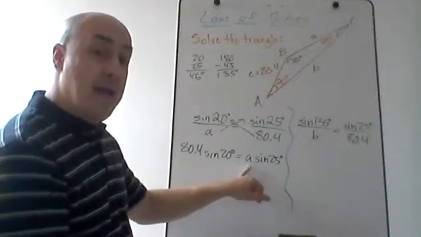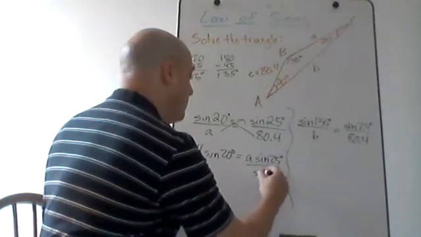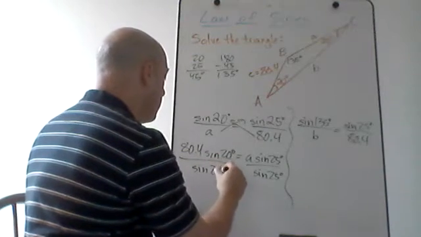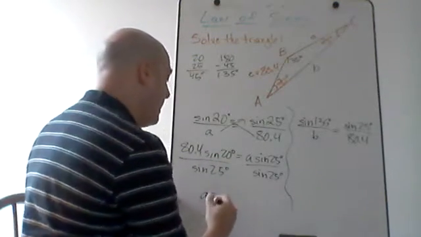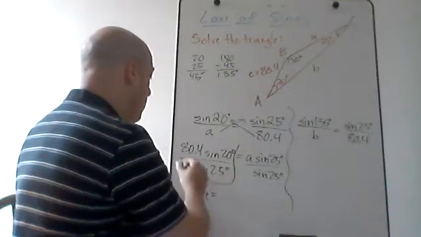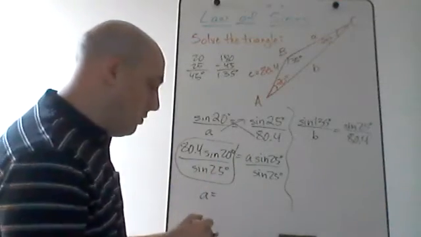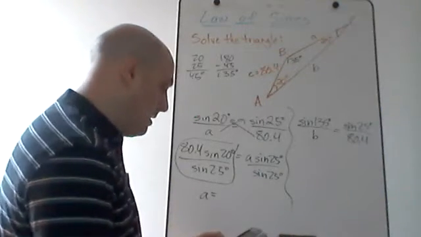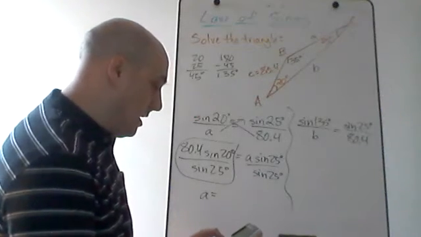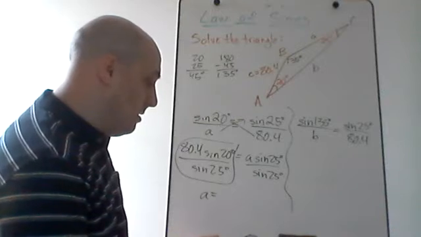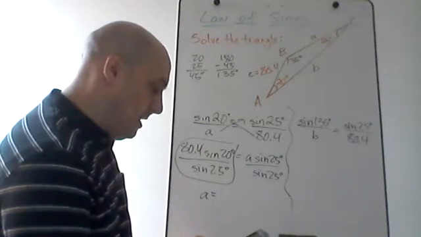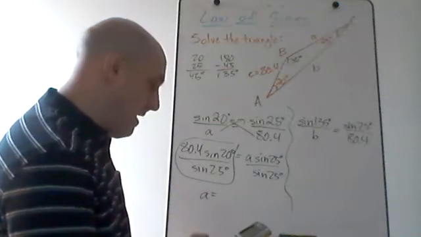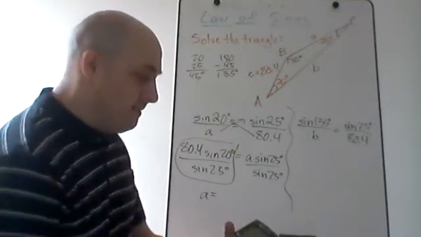And then to solve for A, to get that A by itself, I divide both sides by the sine of 25 degrees. Right, so side A is going to equal 80.4 times the sine of 20 degrees divided by the sine of 25 degrees. All right, and I just go to my calculator, I double check my mode to make sure I am in degree mode, which I am. So I type it in, 80.4 times the sine of 20, close parentheses, divided by the sine of 25.